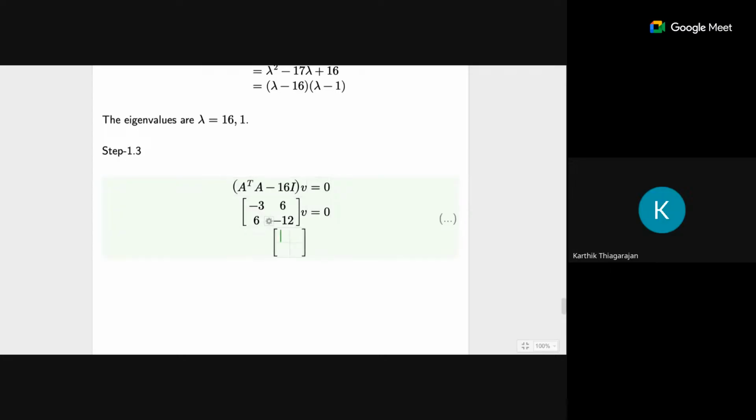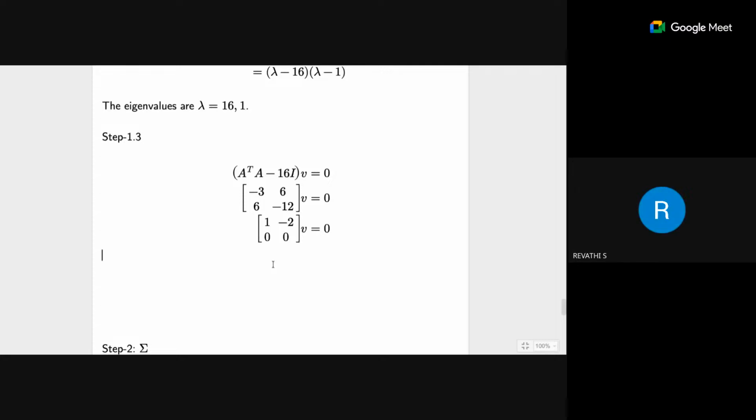So let's just divide the first row by minus 3. So that will be 1, minus 2, right? R2 is 2 times R1. Minus 2 times, okay, you'll get 0, 0. Is that correct? Yes, sir. So this is 0. Whatever we have done so far is correct, right? Yes, sir.